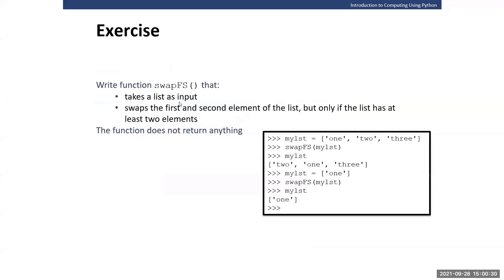Okay, so given those skills that we learned, I want you to do a function called swap fs. The function takes a list as an input and swaps the first and the second element of the list, but only if the list has at least two elements. The function doesn't return anything. So define the type contract and do the function, please. And here are some function calls to help you. You have exactly 4 minutes to finish this exercise.